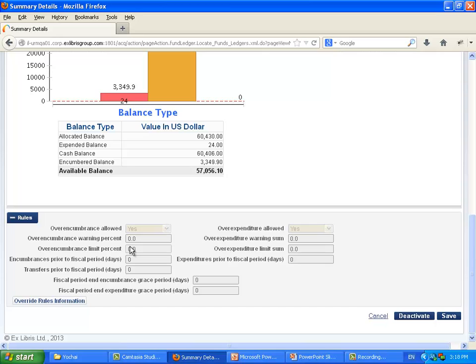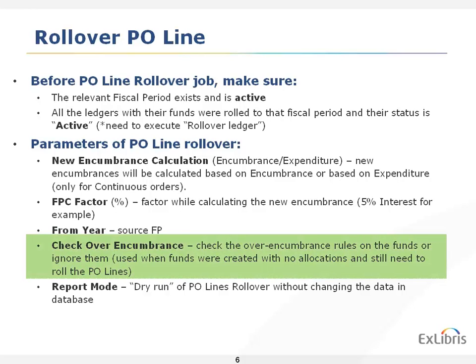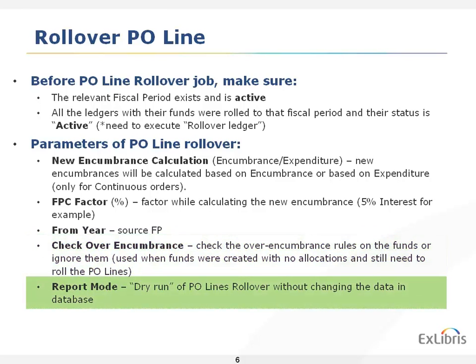So if over encumbrance is not allowed and the fund does not have enough money, does not have available balance for it, it cannot create the rollover. But if we uncheck this parameter, it means that the rollover PO line will not check this rule, meaning that Alma doesn't care if the fund has or doesn't have enough money for it. It will create the encumbrance. This is for institutions that are used to create the next fiscal period and roll over the PO lines and then take care of allocations and monetary issues.